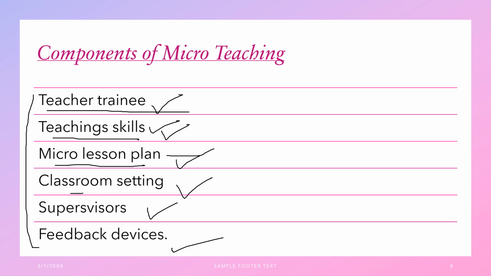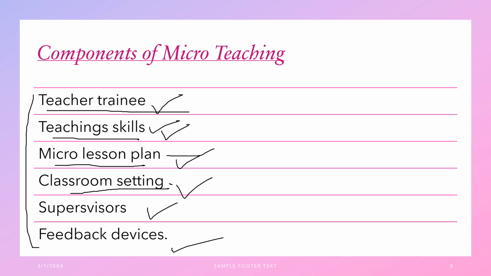And of course the next one is the classroom setting. Setting of a class is a precondition for the success of micro teaching. In this direction, the whole class is divided into a number of groups, which should not be more than 10 students. Then a time duration between 5 to 10 minutes is fixed for each step and each training.